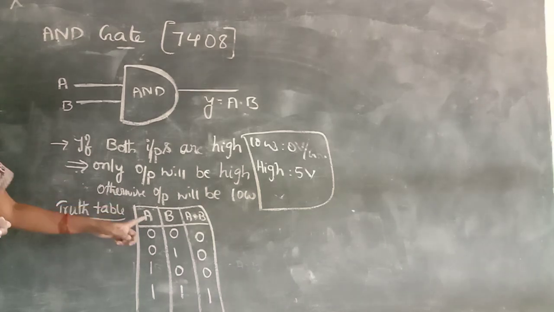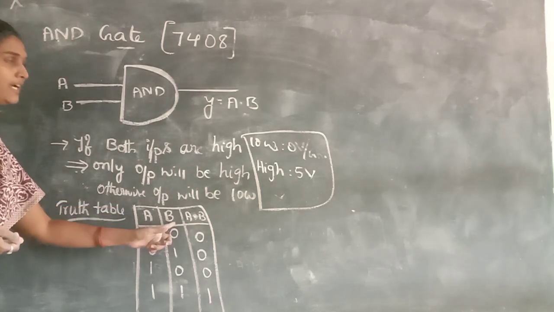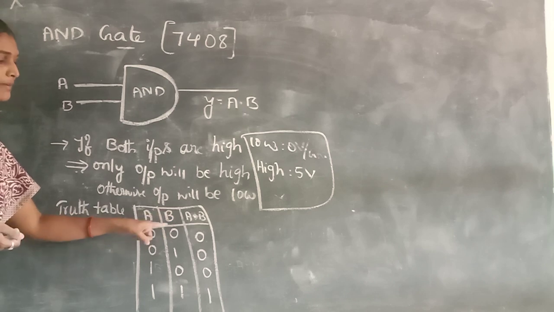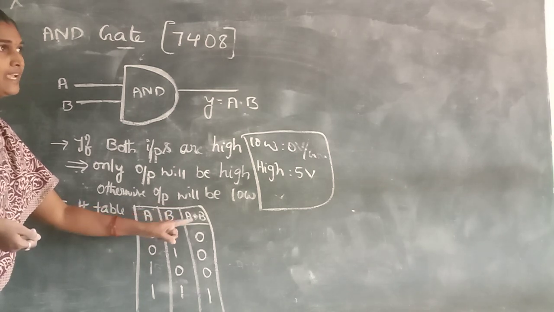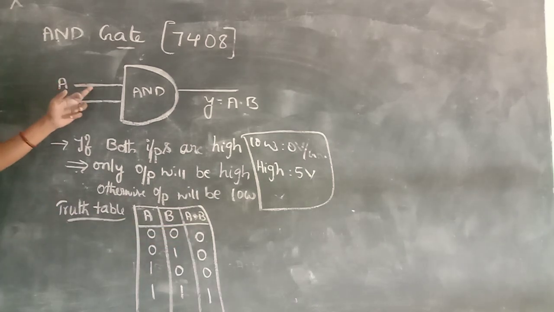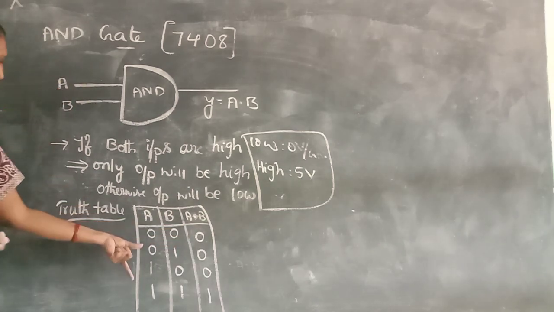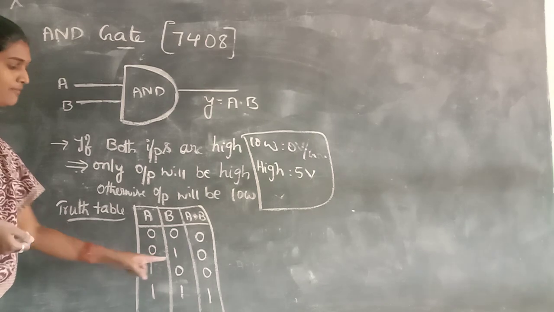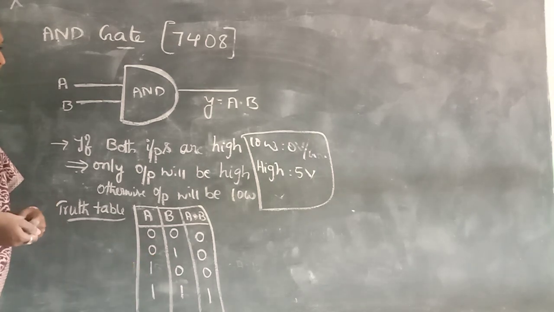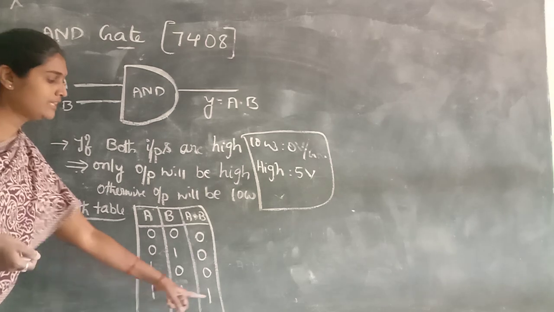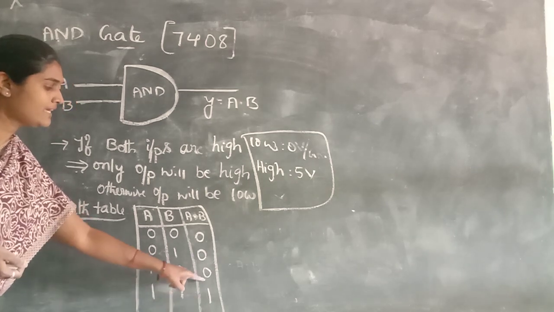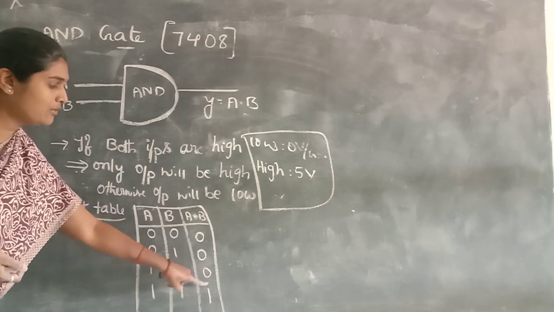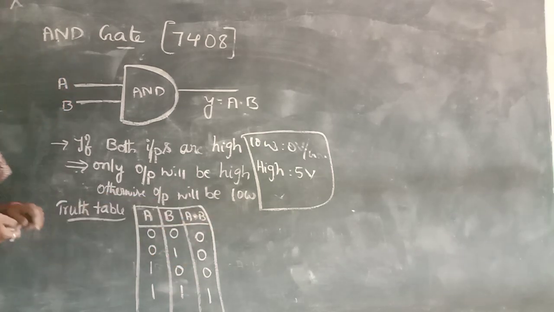What is the logic of the AND gate? A dot B. It consists of two inputs, one input is A and the other input is B. Output is A dot B. Since there are two inputs, four possibilities are there: 0 0, 0 1, 1 0, 1 1. If both inputs are 1, then only the output will be 1. Otherwise, for all remaining inputs, the output will be 0, that means low. This is the schematic symbol, logic and truth table of the AND gate.